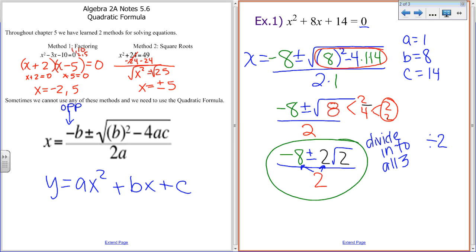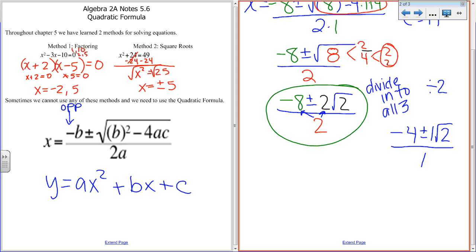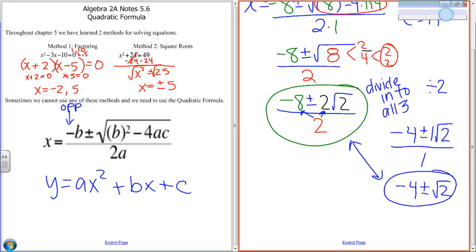So the simplified form of this answer is negative 4 plus or minus 1 square root of 2 all over 1. And as I'm sure most of you are sitting at home thinking, do we have to write those 1's? No. We're going to have negative 4 plus or minus the square root of 2. So I'm going to expect to see one of these 2 answers as we work through things. So let's go take a look at our last example here, ladies and gentlemen.